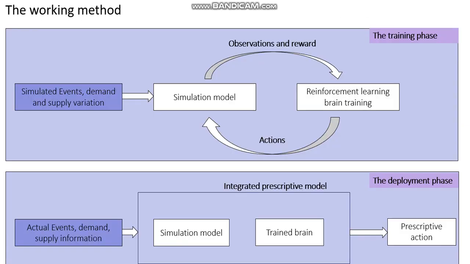The way it works, it first creates a deep neural network brain by simulating the various conditions and then seeing what the impact of the actions it is taking is on the KPIs. That way it creates what we call a trained brain. Once it is deployed, the actual events and the supply chain information are fed into the system, and it continues to give prescriptive actions. The good thing is it can do all of this for thousands and thousands of lines within less than a minute or within a couple of minutes, even for a very large network.